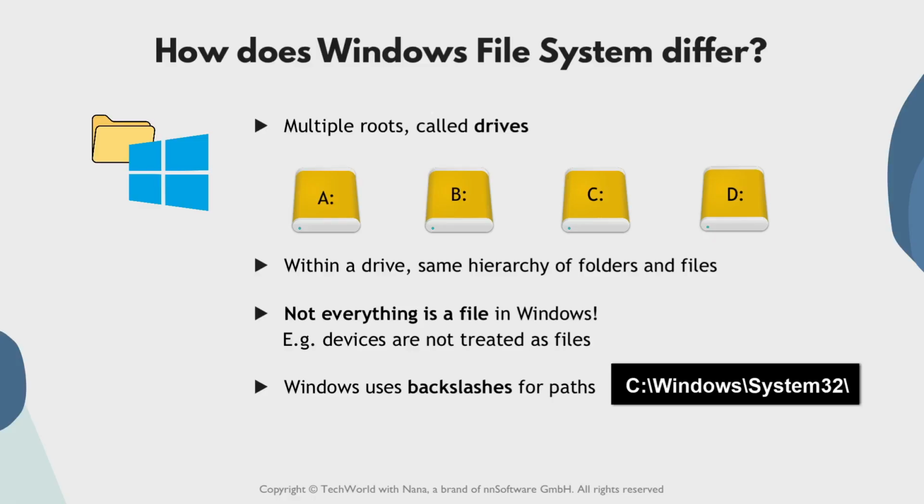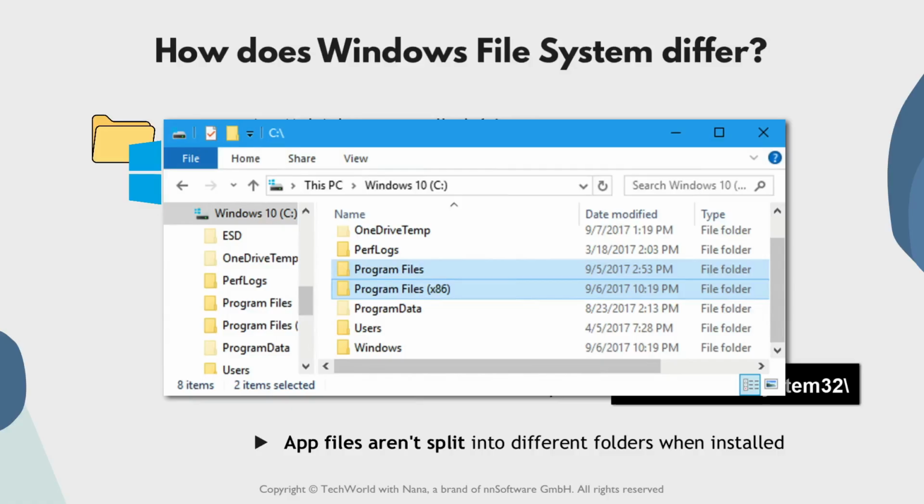Another big difference is that compared to Unix, applications aren't split and distributed into different directories when installing them. Instead, all the application files are installed in one place or one folder, mostly under C drive program files directory.